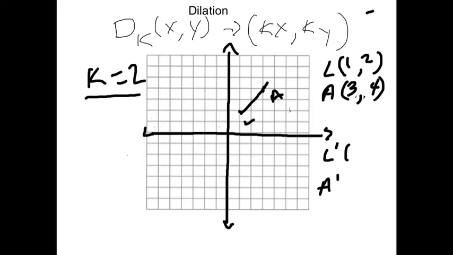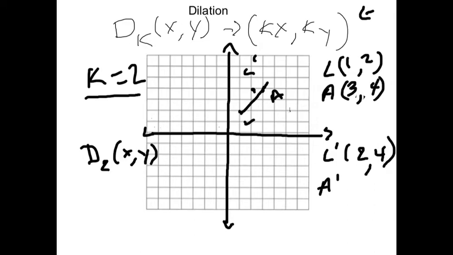And like the top formula says, if this was written in notation, you would have a dilation of scale factor 2 being applied to the point (x, y), and to get the new image, you're just going to multiply each coordinate by the scale factor. So when I have L, which has an x coordinate of 1, I'm going to multiply it by the scale factor of 2 and get 2. Then I'm going to take L's y value of 2 and multiply it by 2, so I get 4. So L prime is going to be at (2, 4).